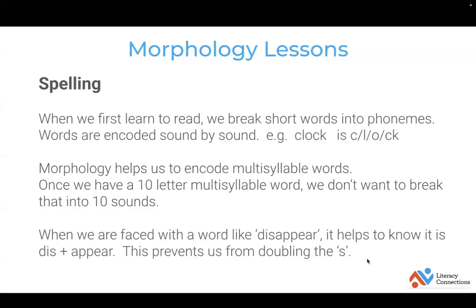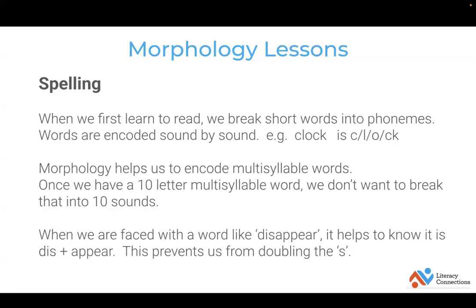Okay, then we move on to the spelling. So we've read some words, and then we break short words into phonemes. Normally when we're learning to read and spell, we just have those single syllable words, and we are spelling by breaking the word into phonemes. So clock would be broken into k, l, o, k, and then that's how we spell.